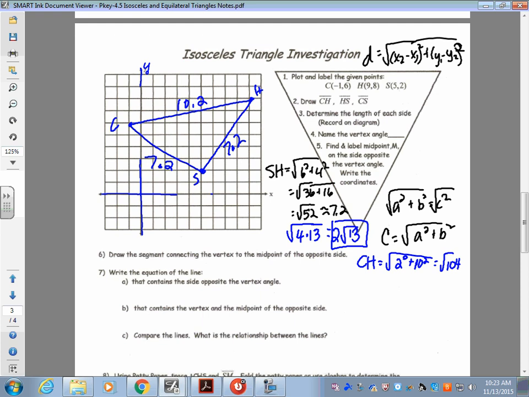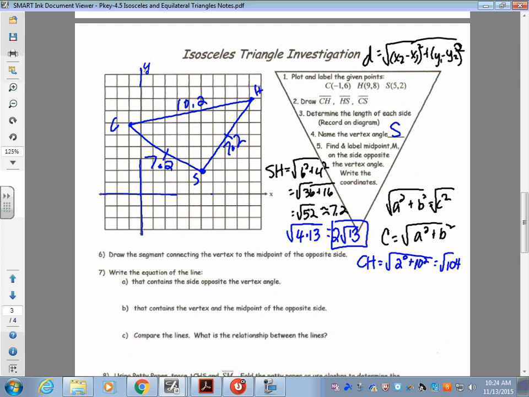Okay, so you have to determine the lengths of each side, then look at the lengths and be able to name the vertex angle. First of all, by looking at the lengths, what type of triangle do we have here? Isosceles, because we see 2 sides are congruent. Okay, so the vertex angle would have to be angle what? Angle S, right? Because the vertex angle is the angle included with the 2 congruent sides. So it's in between the 2 congruent sides.